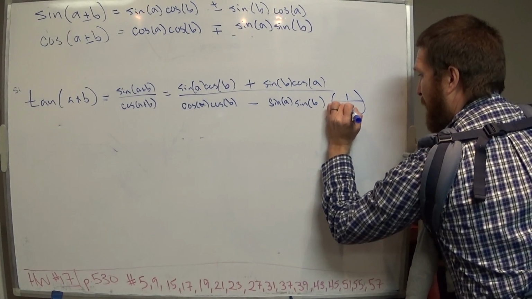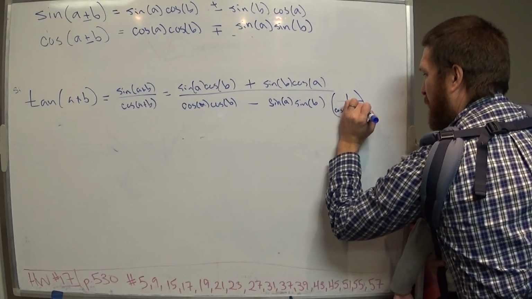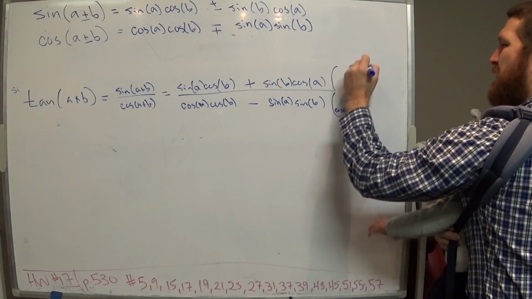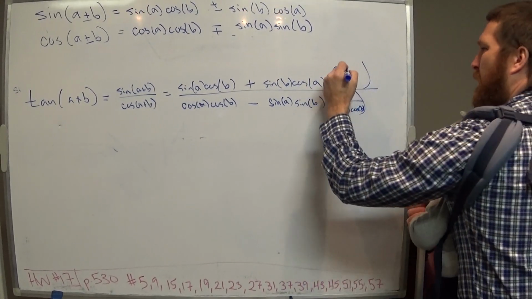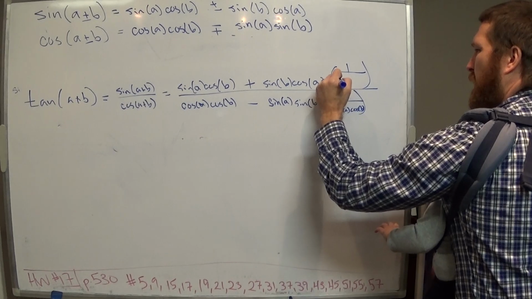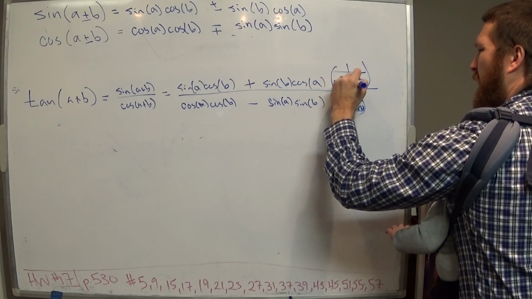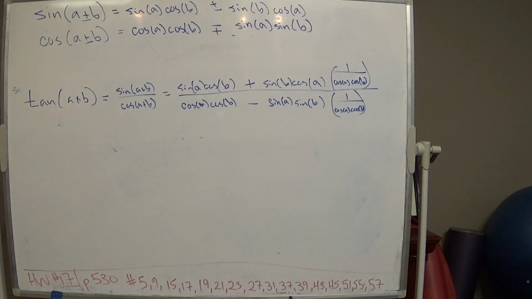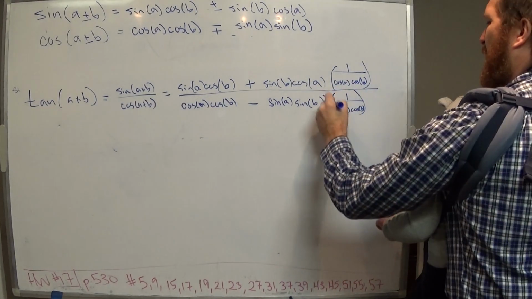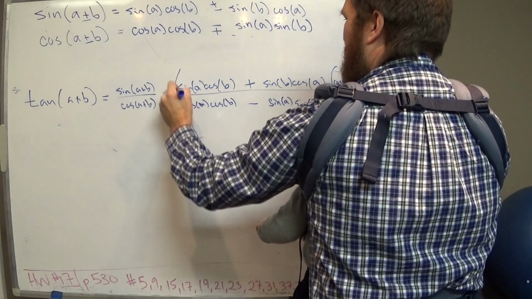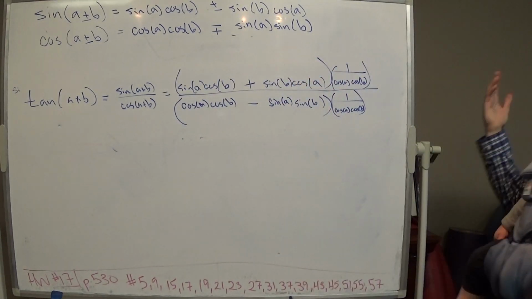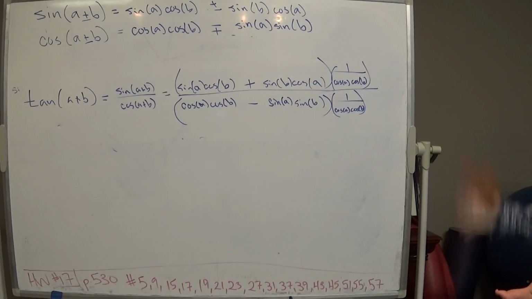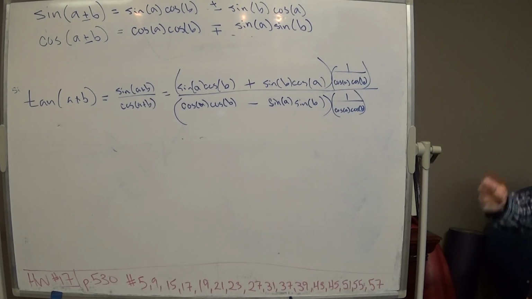Here's cosine A, cosine B. Okay, so I'm going to do that to both the top and the bottom. 1 over cosine A, cosine B. Right? Did you catch my reasoning with that? It's just kind of like, well, I need tangents. It needs cosines in the bottom. Yeah. There's two types of cosine.